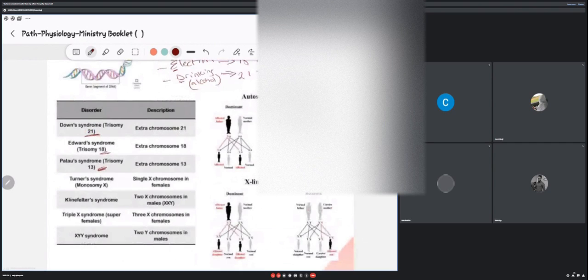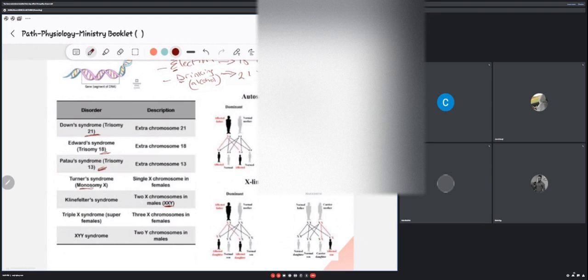Then the other ones could be Turner syndrome, which means there's a single X chromosome. This is monosomy, that is 1. Mono means 1. So monosomy is 1 chromosome of X in the female. And then there's Klinefelter syndrome, which has 2 X chromosomes. You can see it here. It's supposed to be XY, but here you have XXY, and it's normally in the male.